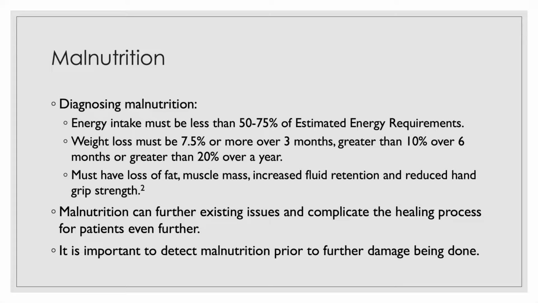reduced hand grip strength. We as professionals should take a look at reduced hand grip strength because that can actually give us information on the strength of the patient. That can be even as simple as coming into the room and giving the patient a handshake when introducing yourself, and that can already give you an indication of the nutrition status of the patient. As mentioned, malnutrition can worsen existing issues and complicate the healing process for patients even further, so it is important to detect malnutrition prior to further damage being done.